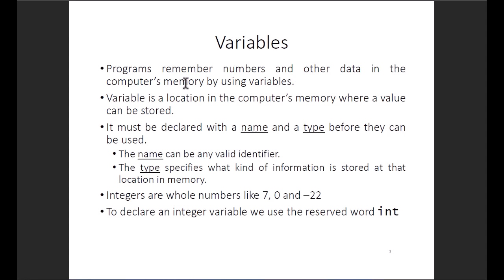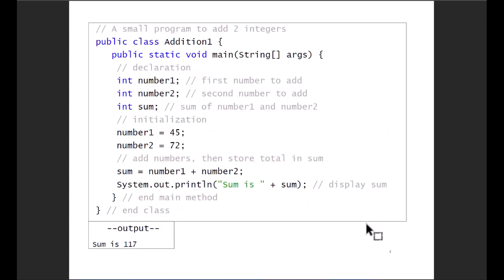Variable. Programs remember numbers and other data in computer's memory, so a variable is a memory location. Variable is a location in the computer's memory. This is the RAM. You must have an identifier, a name, and a type before you can use it, and the type comes before it. So these are examples of integers, no decimals, negative, positive, and 0. They are whole numbers and declared with the int. Now this is the program that I wrote.